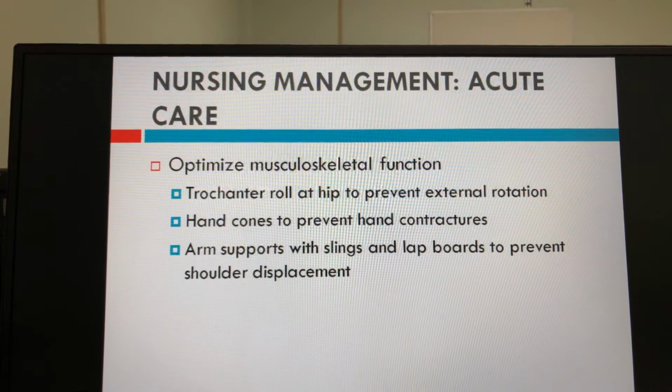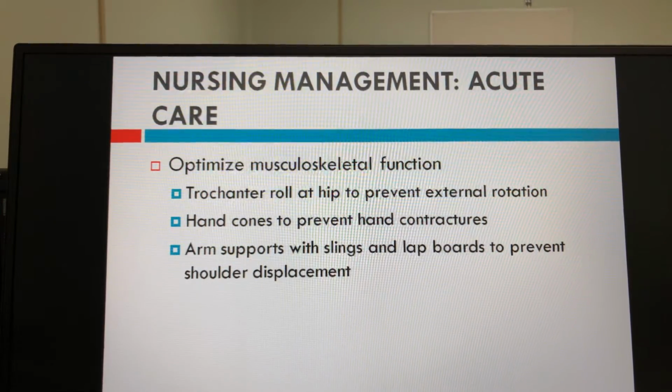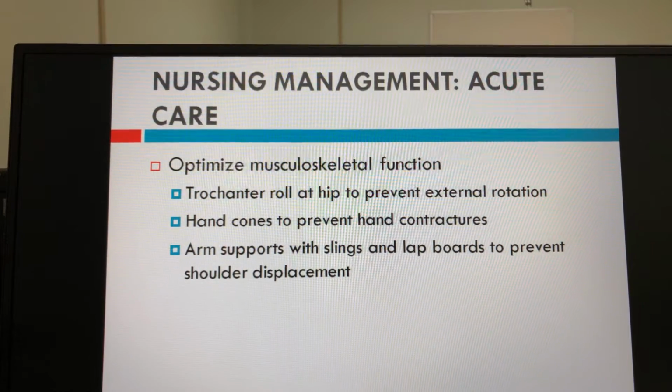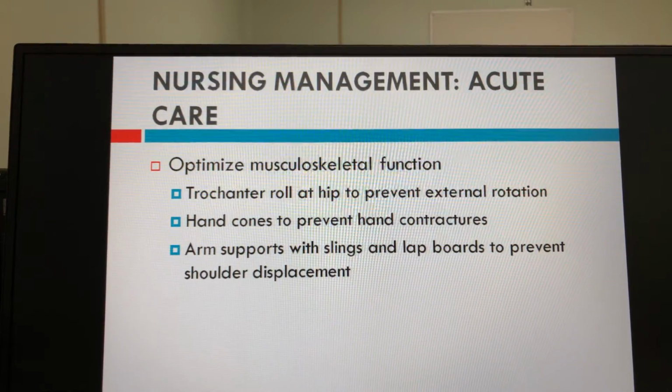Now, I know that I use those face towels, but you'll find a section in your book that says, do not use rolled washcloths in the place of hand cones, but I just know that every place don't have a hand cone, so I would rather use a rolled up towel than nothing at all, and a patient end up developing contractures.